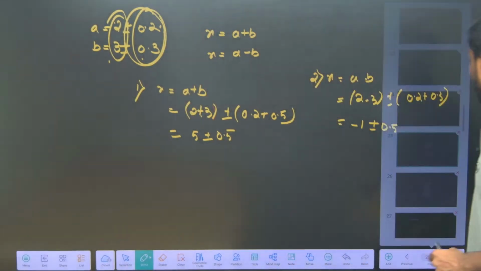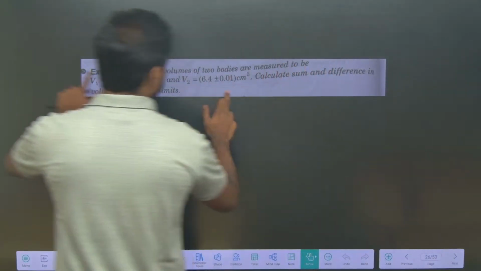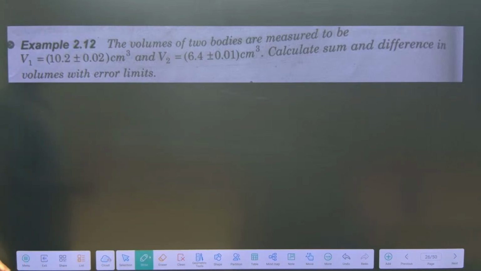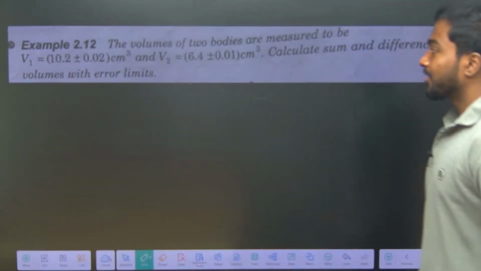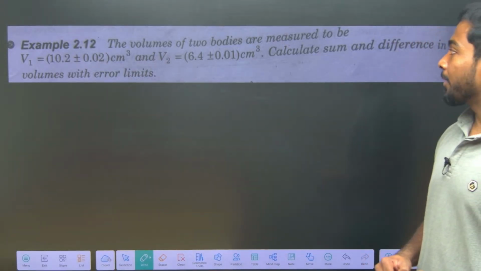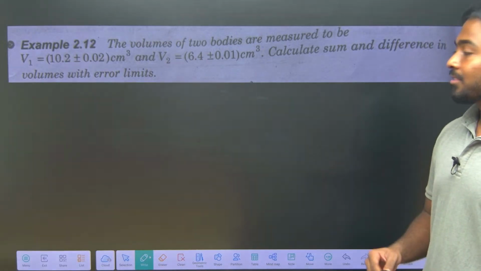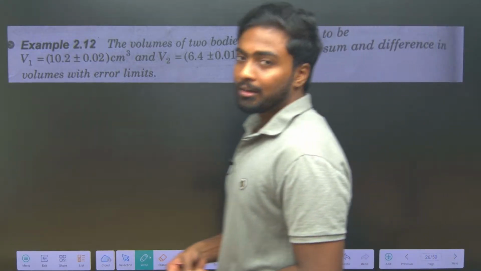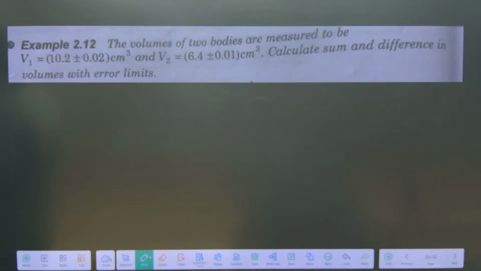Okay. We will see a question over here for this. So, the question is, the volumes of two bodies are measured to be V1 is equal to 10.2 plus or minus 0.02 centimeter cube, and V2 is equal to 6.4 plus or minus 0.01 centimeter cube. Calculate sum and difference in volume with their error limits. This is the question. So, can you give the answer for this question now? Similar, no?